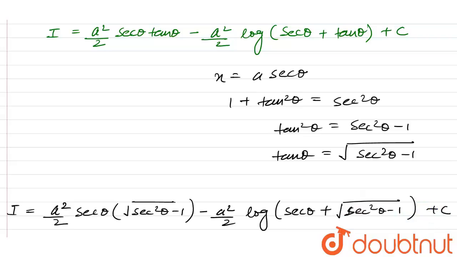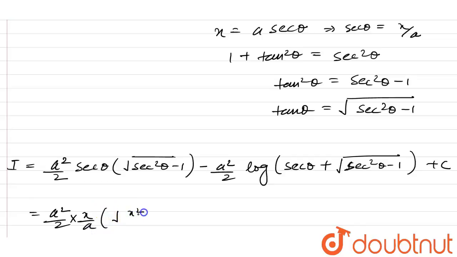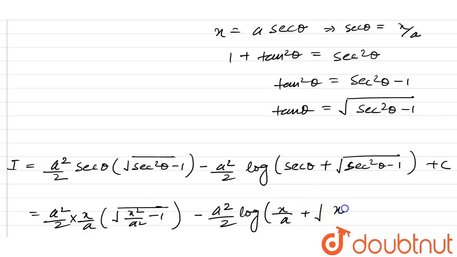plus c. Now from here we get sec theta is equals to x by a. So in place of sec theta we write x by a. So this is equals to a square by 2 into x by a under root of x square by a square minus 1, minus a square by 2 log of x by a plus under root of x square by a square minus 1, plus c.